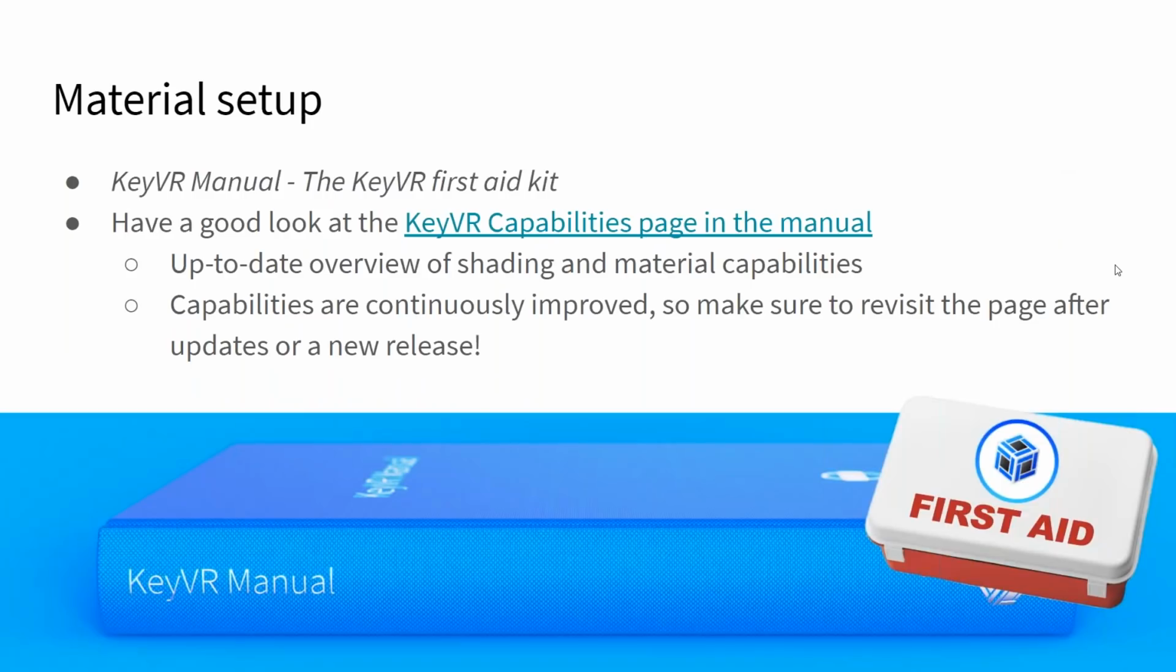So about materials, I just simply want to mention the manual again, and I'm actually going to open this KeyVR capabilities page. There's a lot I could show and tell about materials, but really the manual does a much better job than I could in this hour, because it has a very complete overview of the shading and material capabilities.